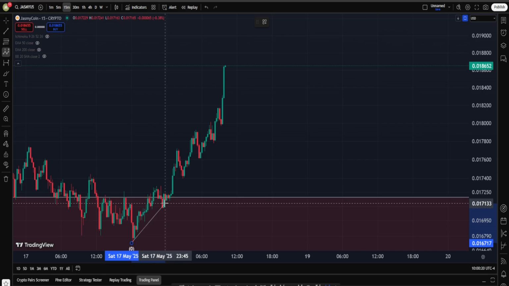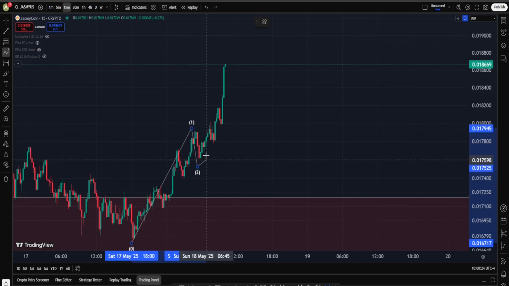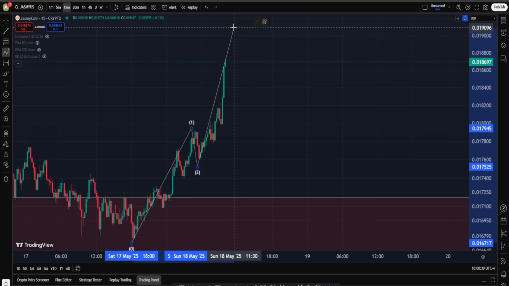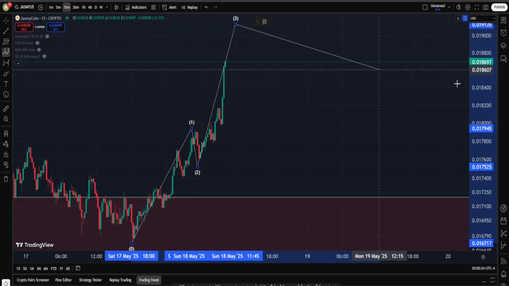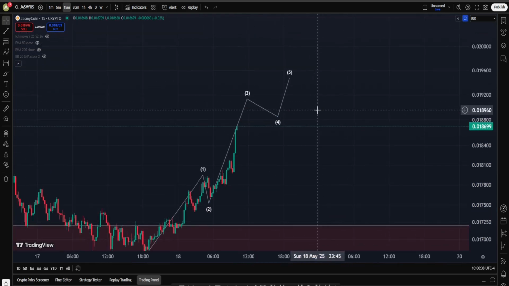Meaning this can be 1, 2, 3, 4, 5 up into 1, correction for wave 2, maybe this is 1, 2, another 1 and a 2, and this is going to be into a wave 3 and 4 and 5, and maybe on a higher degree the end of our wave 3 is going to be hopefully in here, and then we're going to have correction for 4 and yet another move up into wave 5.